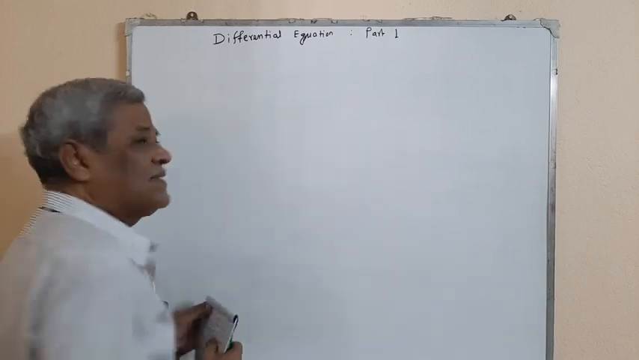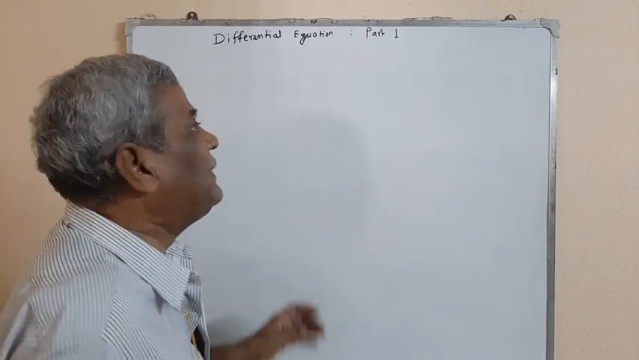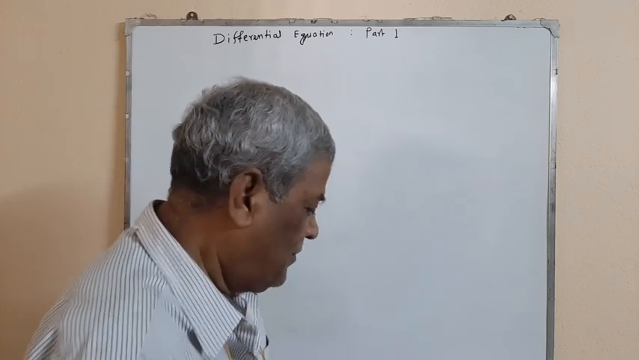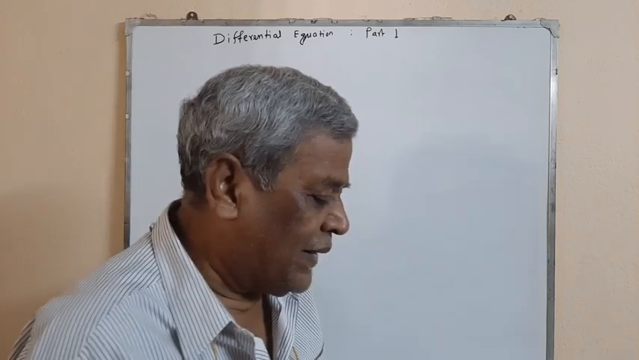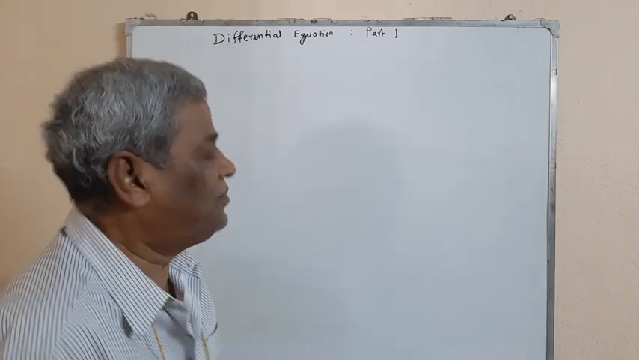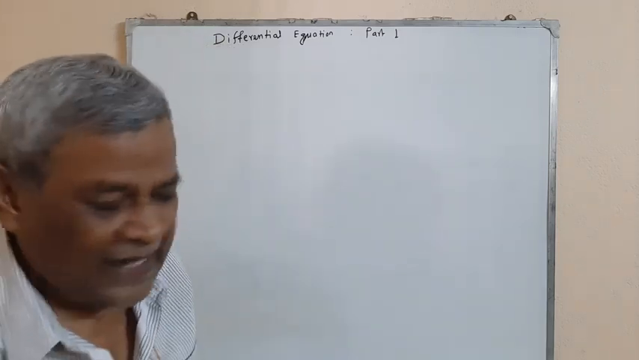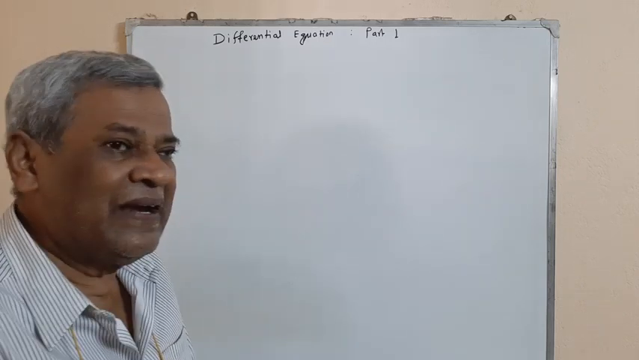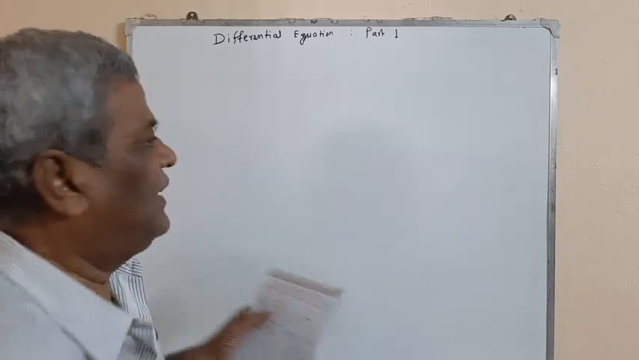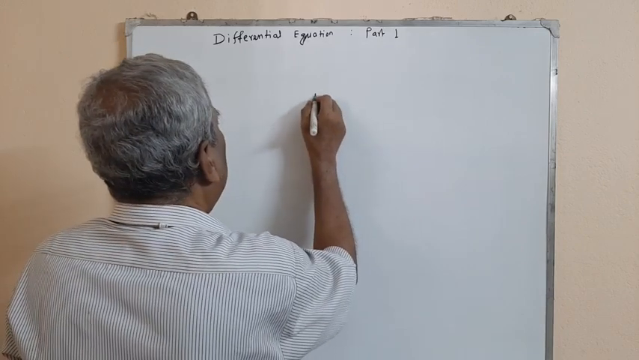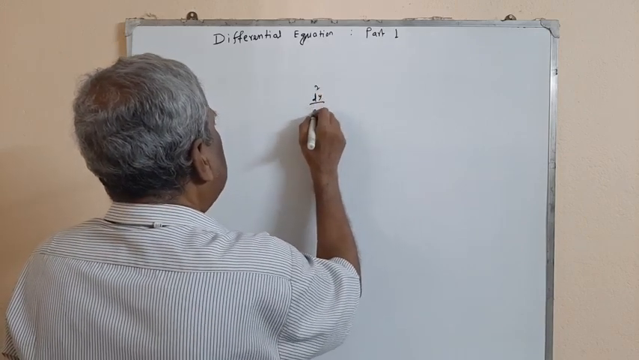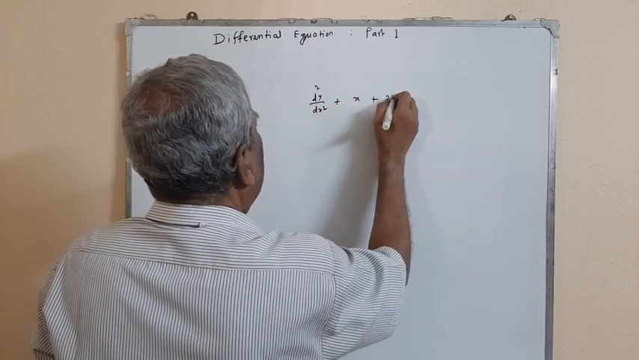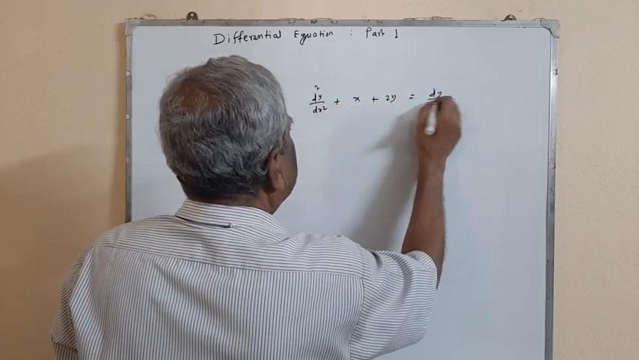Today we discuss a new chapter, differential equations. First of all, let us see what a differential equation is. A differential equation is an equation involving at least one derivative, like d2y/dx2 plus x plus 2y is equal to dy/dx.